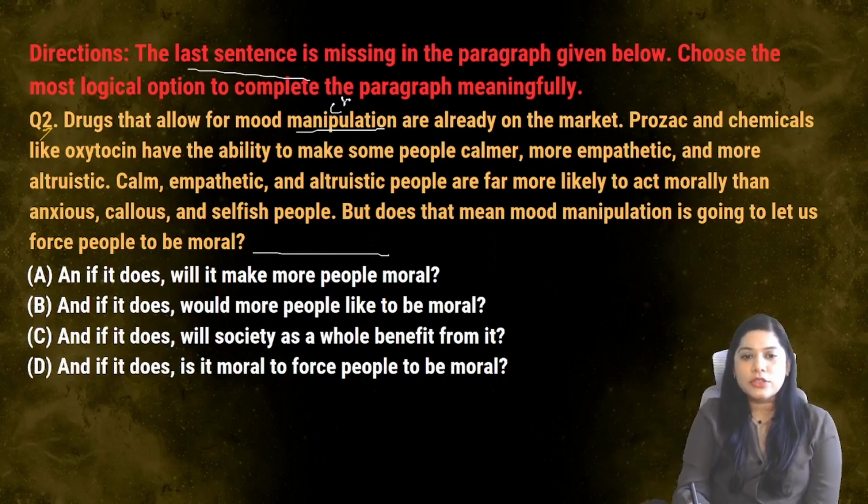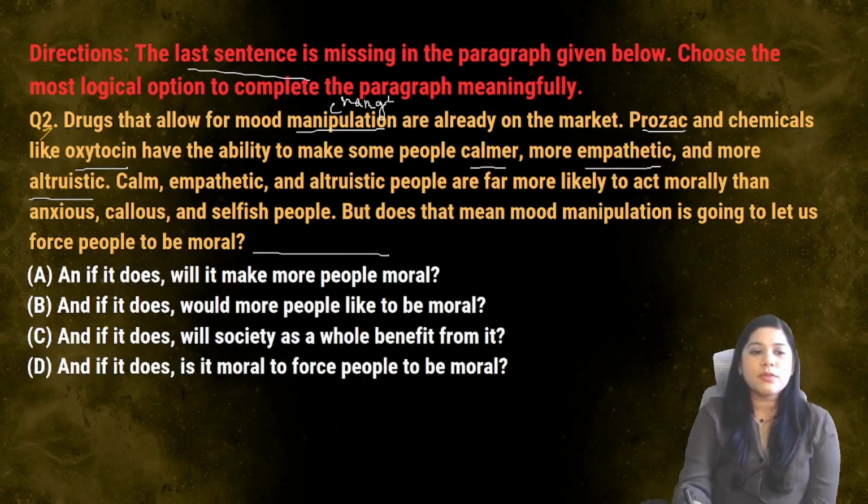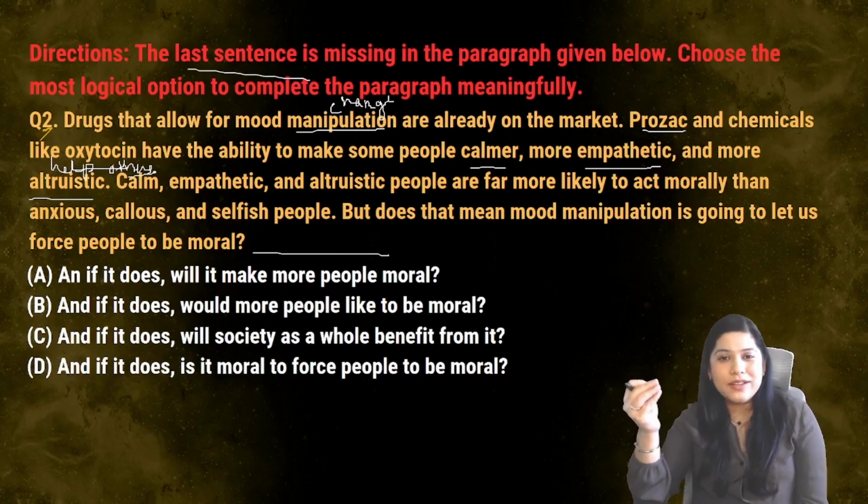So mood change. Drugs that allow for mood manipulation are already on the market. Prozac, chemicals like oxytocin have the ability to make some people calmer, more empathetic, and more altruistic. So when people are happy, generally altruistic means they help others, right? They help others more. So people are more understanding, of course, right?